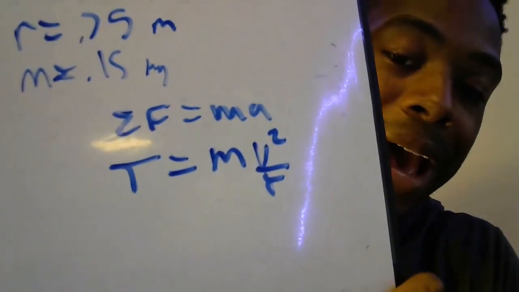Tension equals mass times v squared over r, and that is because the tension is what's causing the angular rotation here. We can plug in our values. We know tension is 14.7. We just found that a second ago. Mass is going to be 0.15 here for the puck on the table.